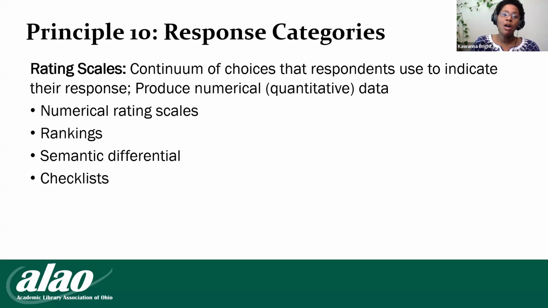The 4 most typical are numerical rating scales, rankings, semantic differentials, and checklists. There are many more out there. If you've ever worked with Qualtrics, Qualtrics will give you 20 more options for how you can collect data, but these are the 4 most common ways.